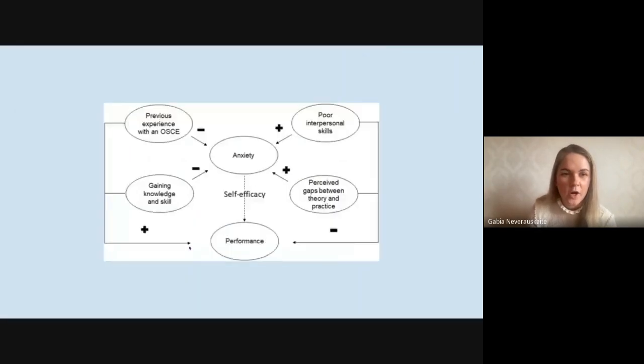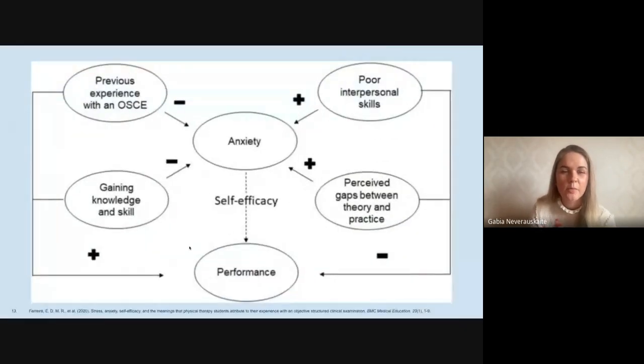And if we move on, this image here puts it all together for us. So we have the bubble of anxiety there in the middle. If we look to our left, we see previous experience with an OSCE and gaining knowledge and skill all decrease anxiety while increasing performance. So again, familiarity and exposure are very important.